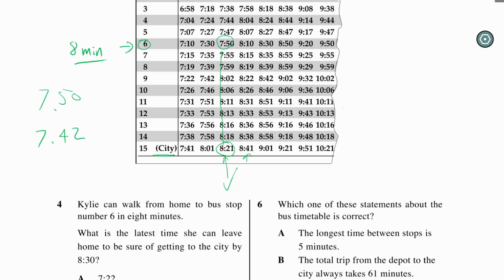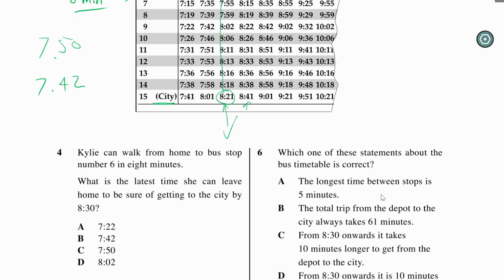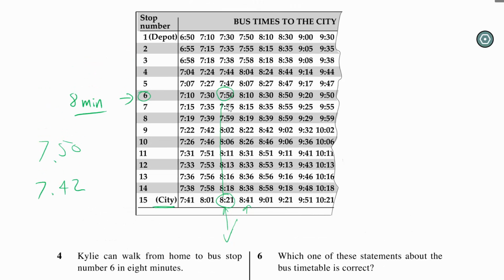So looking at the question, we can see that B is 7:42. That's the latest time she can leave home, because if she leaves after 7:42, she will miss her bus. And if she arrives at the bus stop after 7:50, she's going to arrive in the city after 8:30.